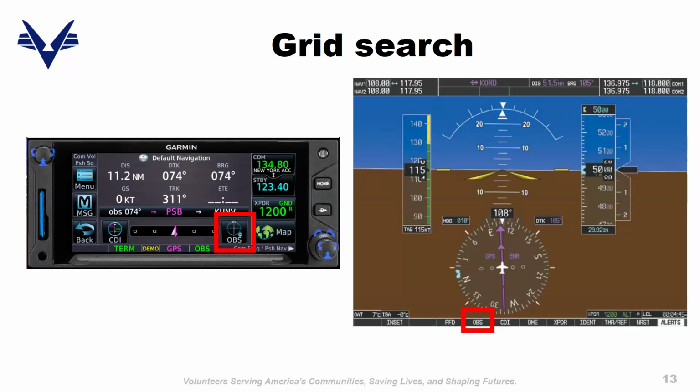And just as a reminder, in OBS mode, you can change course using the course knob, much like you would change the radial of a VOR. And also in this mode, your points will not sequence. So if you fly over a point, you will just continue flying past it on the same course.